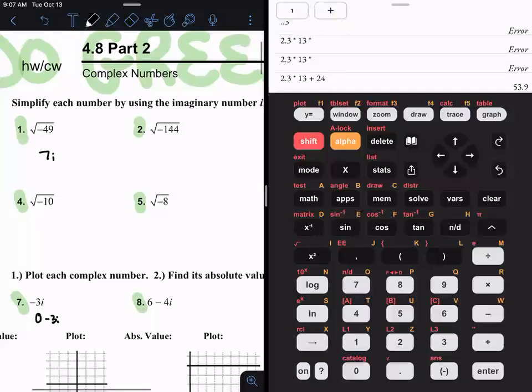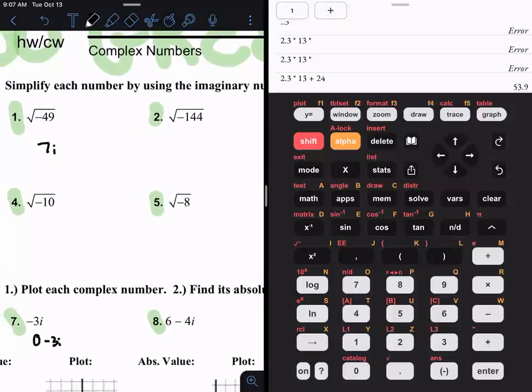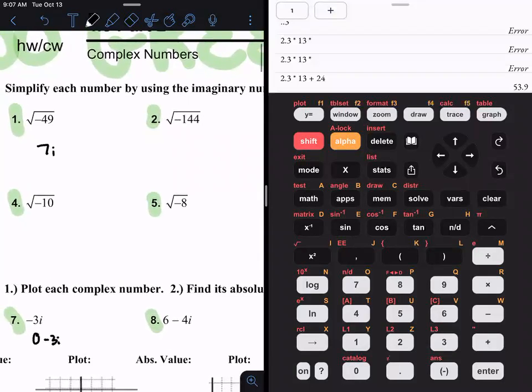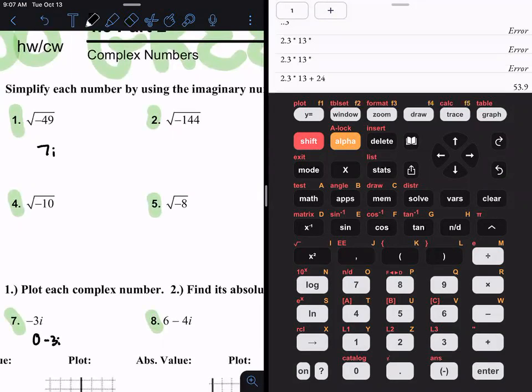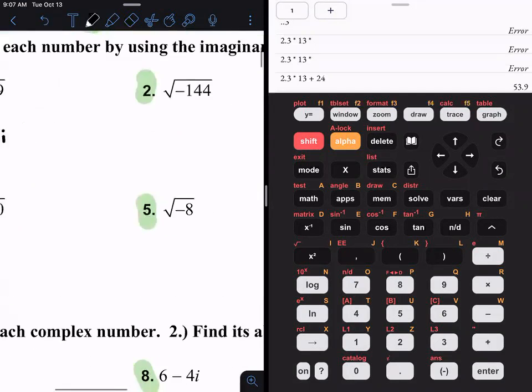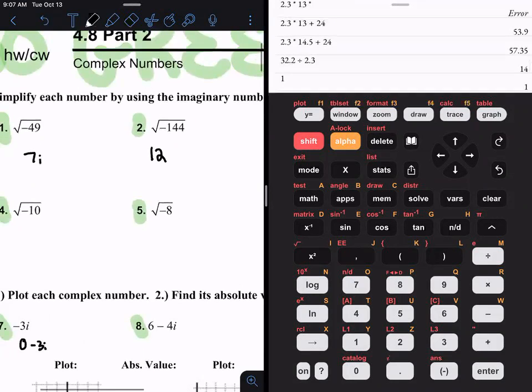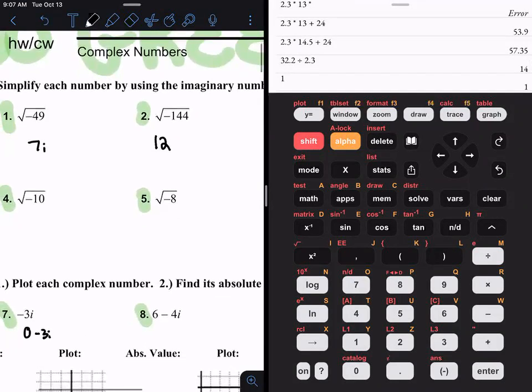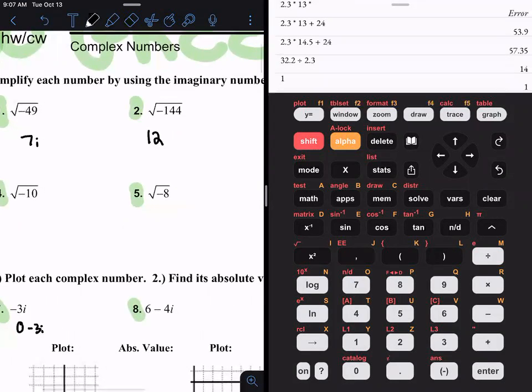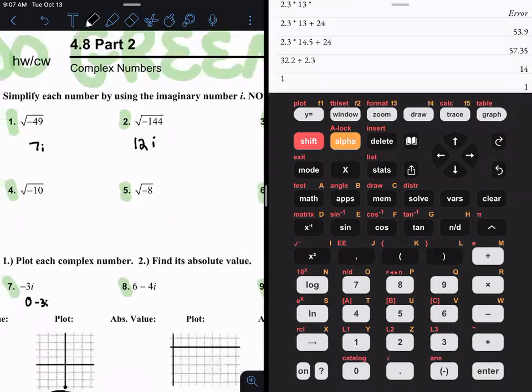All right, we are going to go over number 2 now. So I will ask my student, is there a square root of 144? Yes, what is it? 12. That is correct. So write a 12 there. And since there's a negative inside, what does the negative become when you pull it out? An i. Yep. And that is the end of that problem because there's nothing left over.